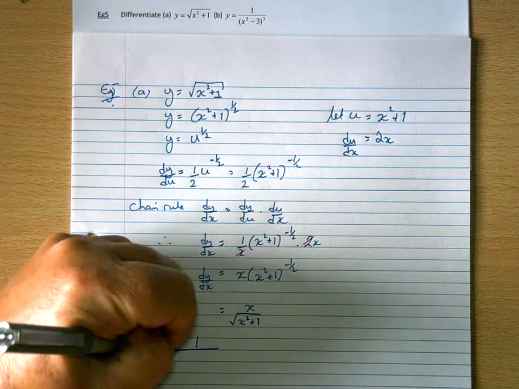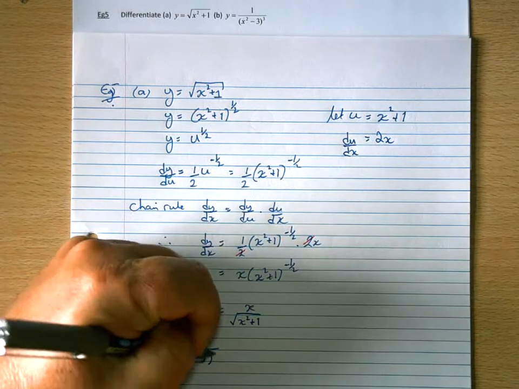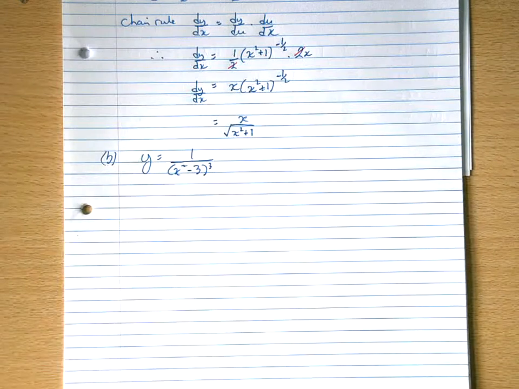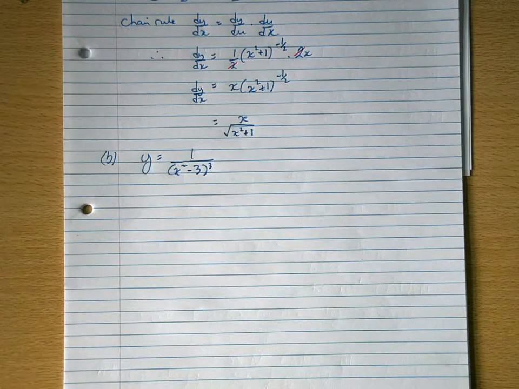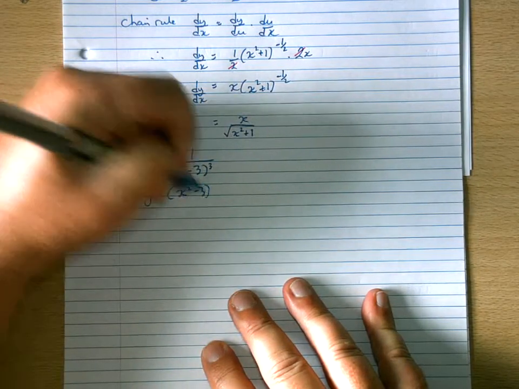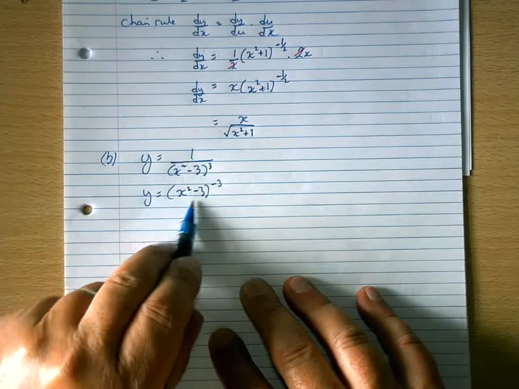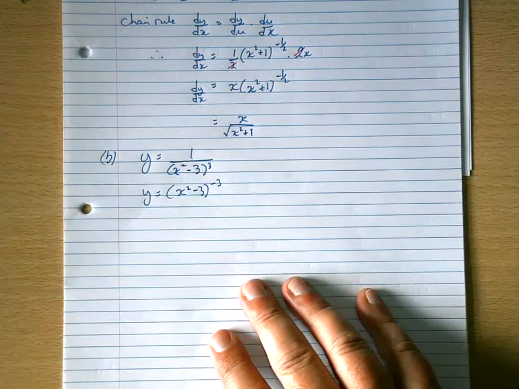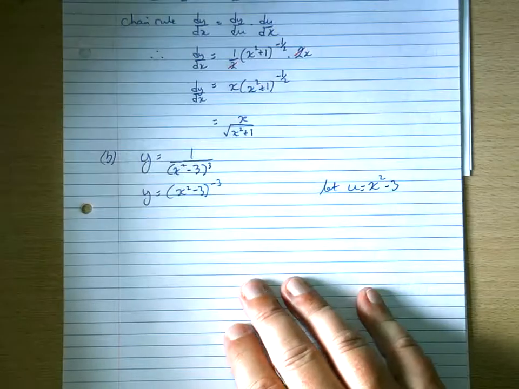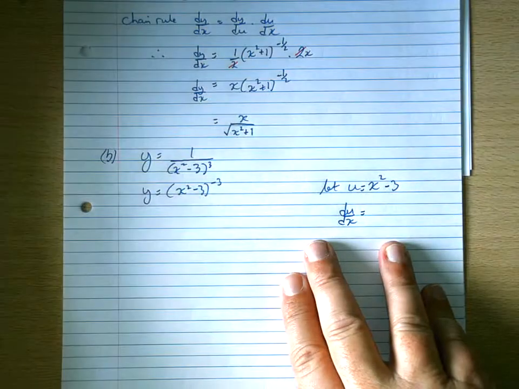y equals 1 over x squared minus 3 all cubed. So we'd write that by bringing the power up to be minus 3. So y equals x squared minus 3 to the power of minus 3. Here's our embedded function. So we'd let u equal x squared minus 3. I can differentiate u with respect to x. So du dx will be 2x.